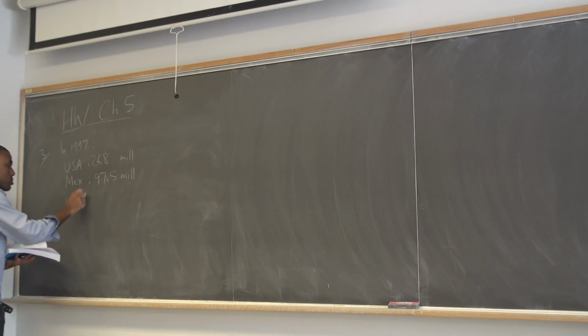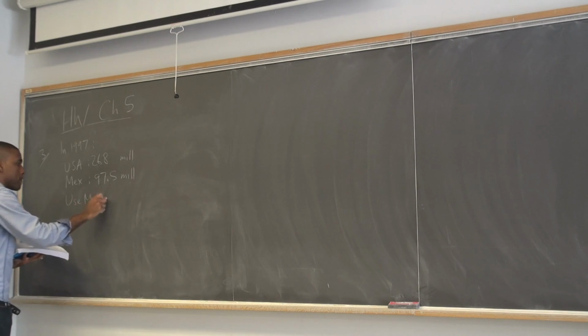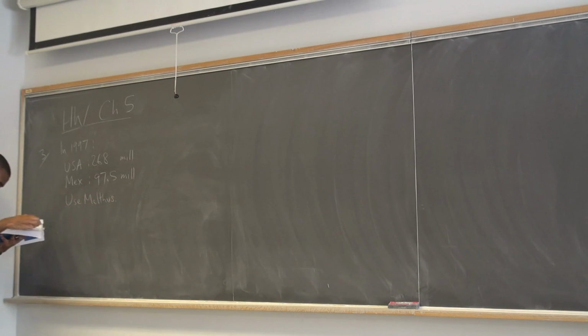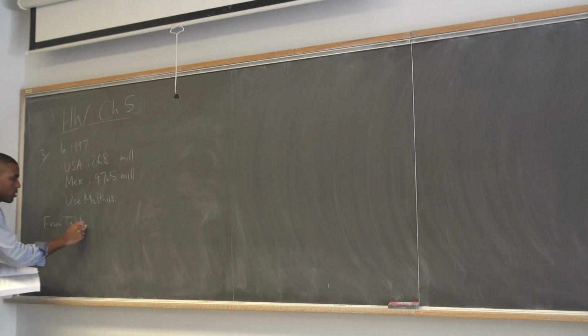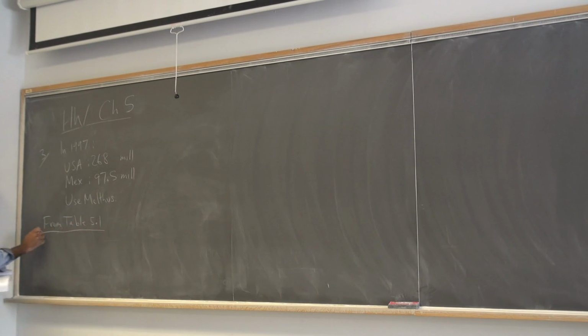We're using the Malthus model and the growth rates from table 5.1. When will they be equal, and what is their common size? That is the question. So we go to table 5.1, which gives us the birth and death rates for each country. From table 5.1, we realize the following.